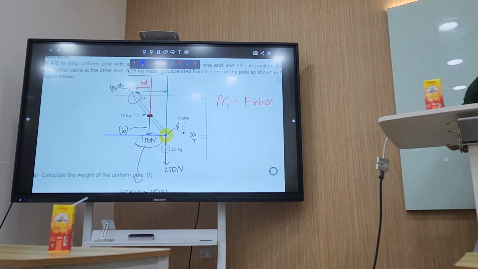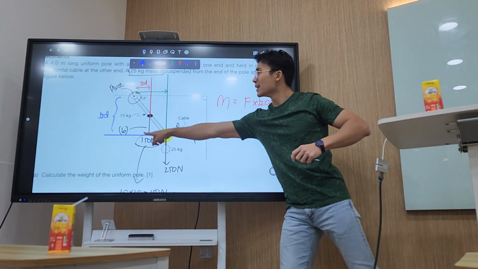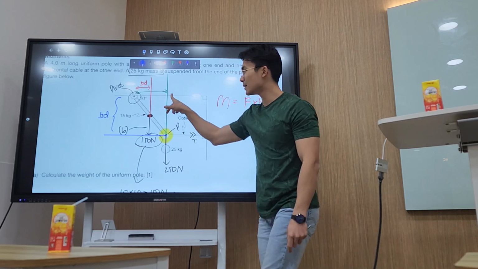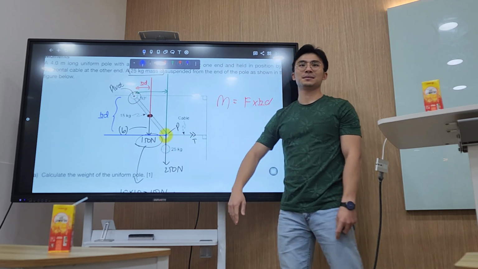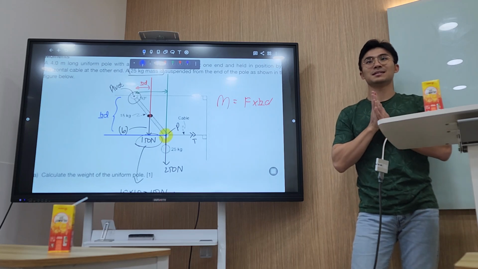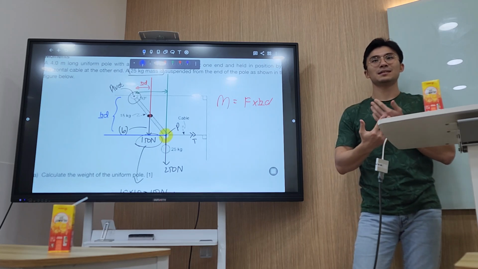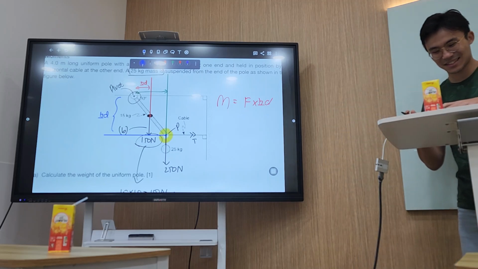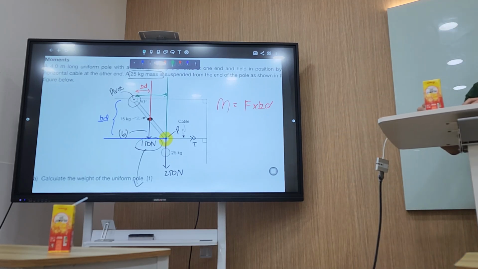Oh, my bad. This is your perpendicular distance. And this is where you use sine. Can you guys see the triangle? Oh, that's genius. Okay. But the answer is 272.